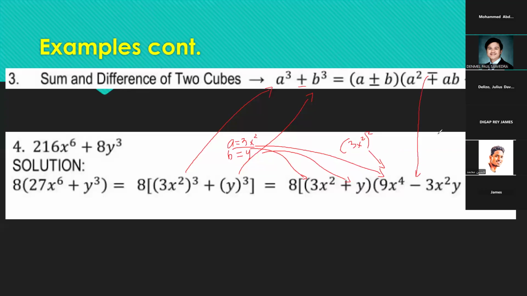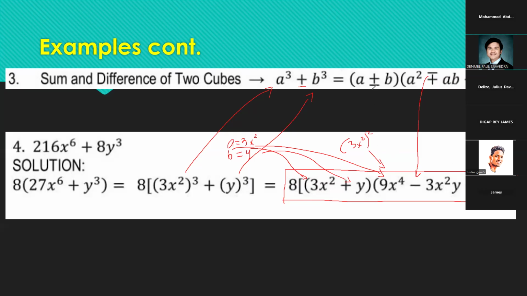So minus a is 3x squared, and then b is y, so it's already here, plus, and then b is y, and then the squared, so just y squared. And this is already your final answer. Okay? So were you guys able to follow? Yes, sir.